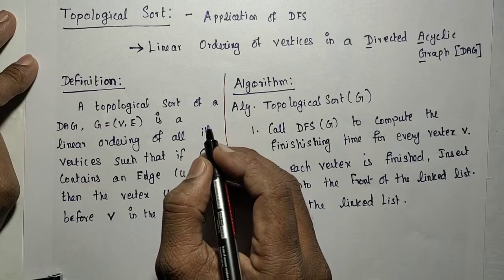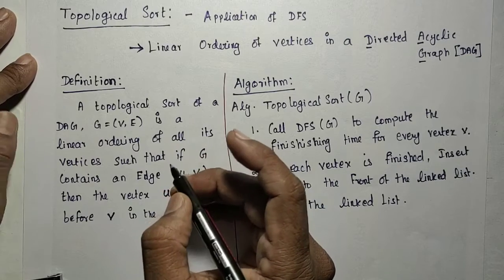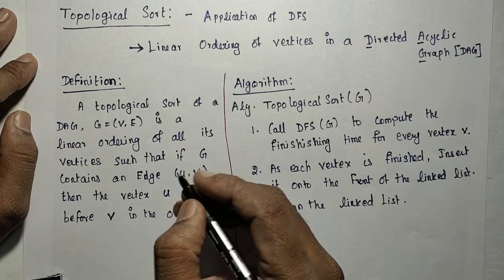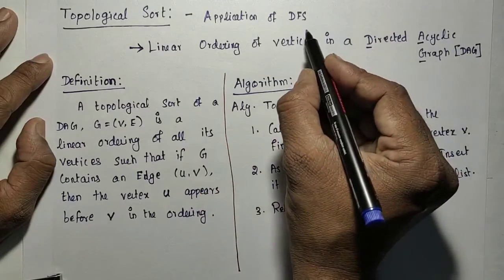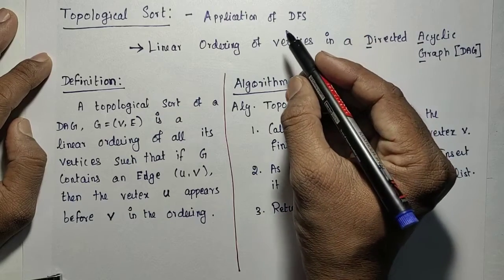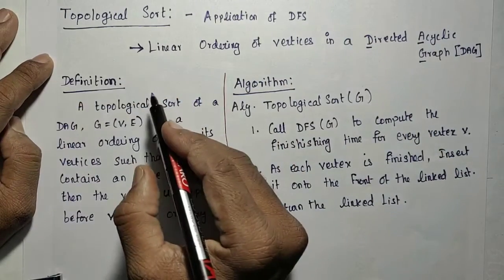In this session, we will discuss the topological sort. It's an application of DFS. DFS is the depth first search on a graph. What does topological sort mean?